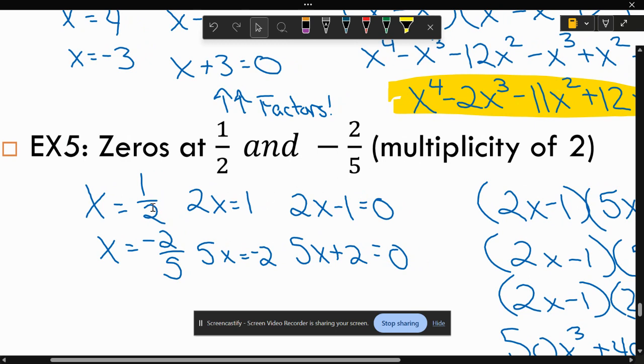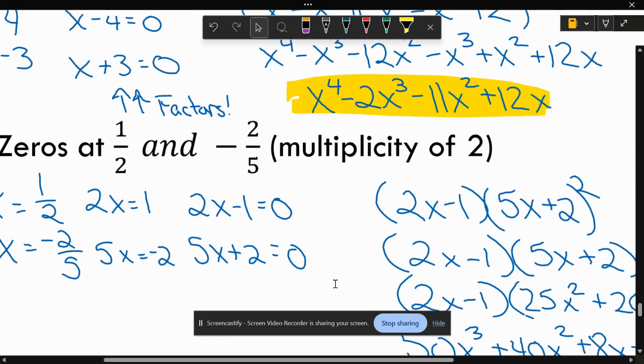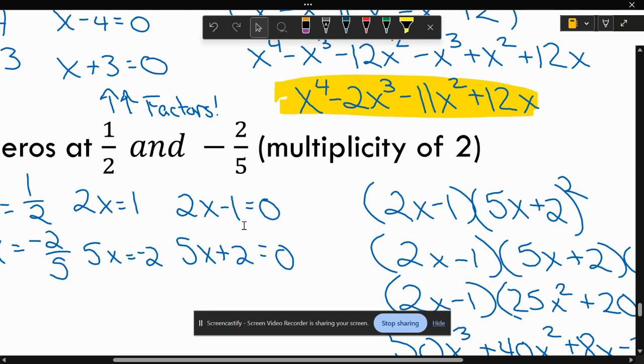I write x is equal to 1/2. I write x is equal to negative 2/5. And then I can't just say x minus 1/2 or x plus 2/5. I actually have to multiply. So like with the x is equal to 1/2, you multiply by 2 and then subtract 1. With x is equal to negative 2/5, you multiply by 5, you add 2, and you get your two factors, your two binomials. You're going to put those together.